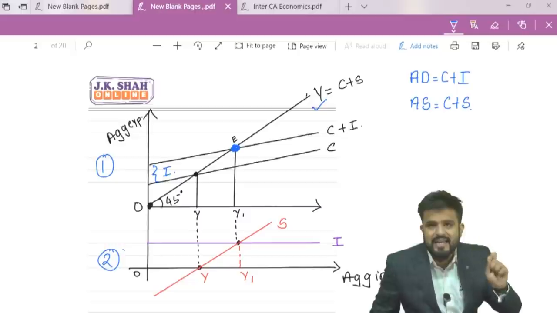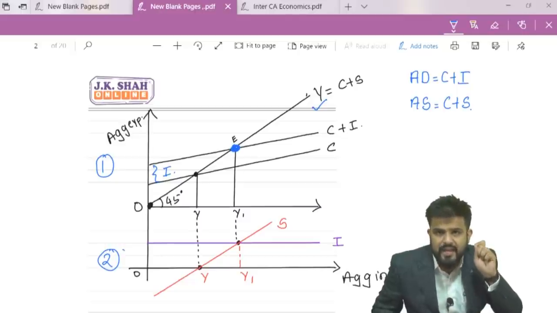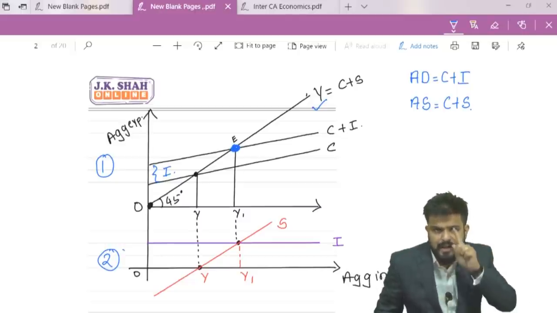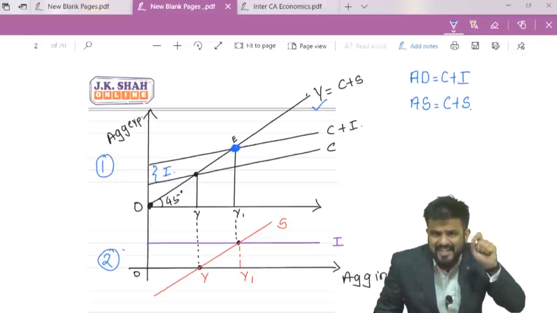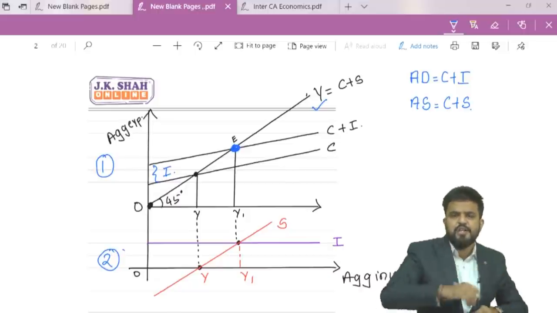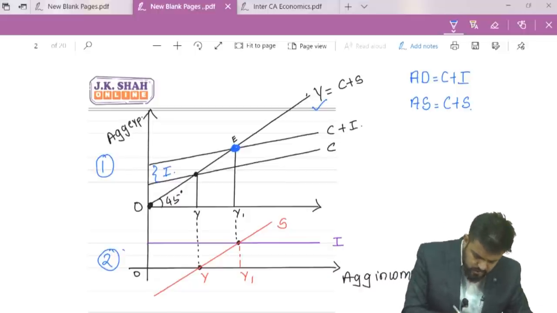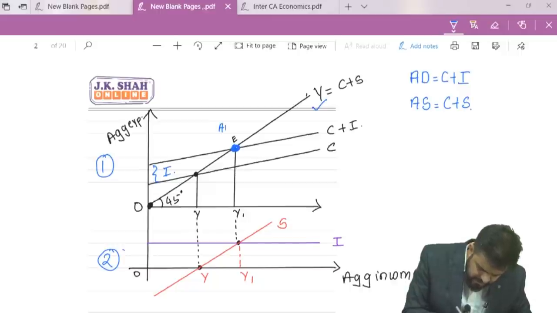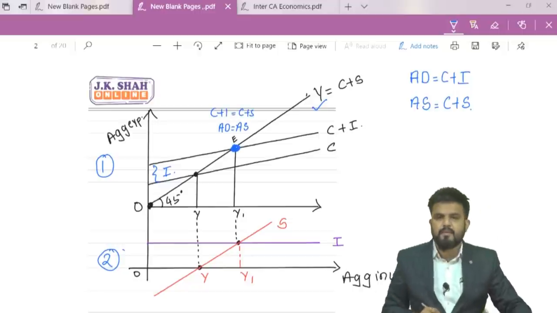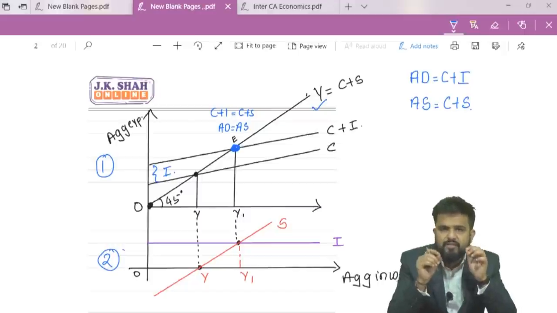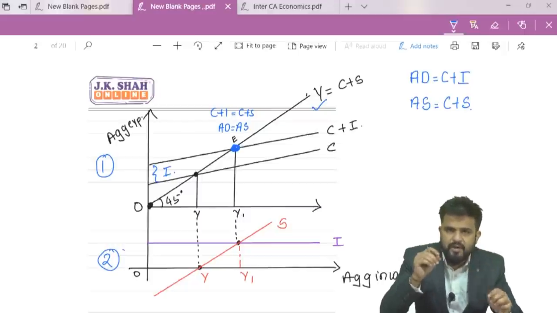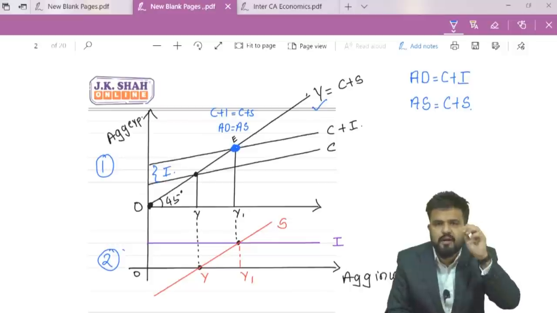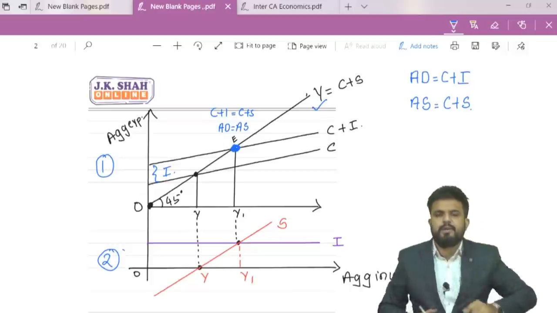Can I say point E is the intersection of aggregate demand and aggregate supply? Kindly check. Point E is the intersection of C plus I and C plus S. Yes, students. So here I can write it is aggregate demand equals aggregate supply, that is C plus I equals C plus S. And this is the point where we have to stop. This is the point where we have to be, because we are discussing the equilibrium level of national income.